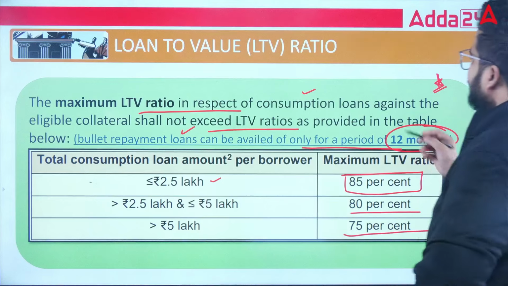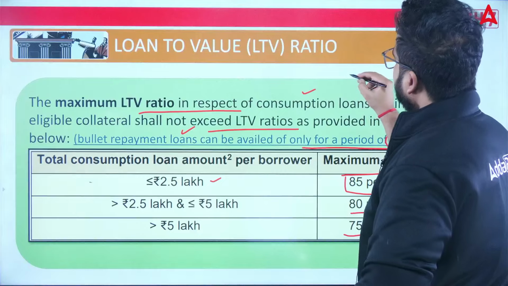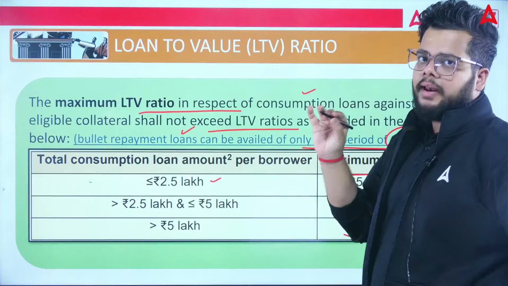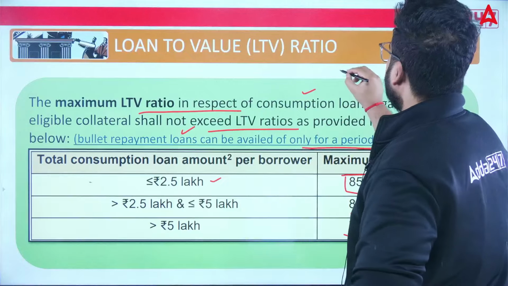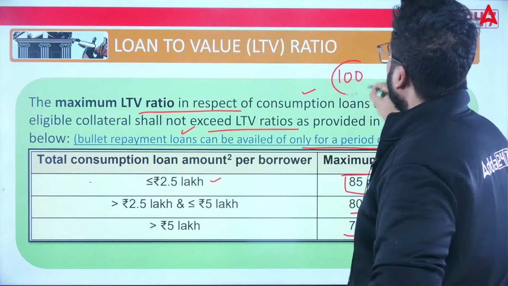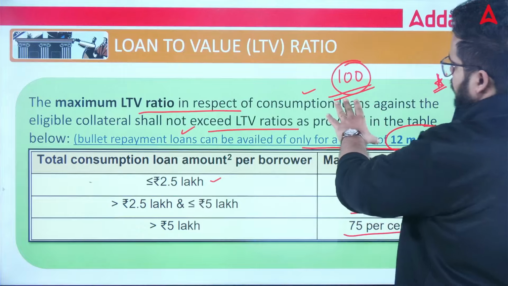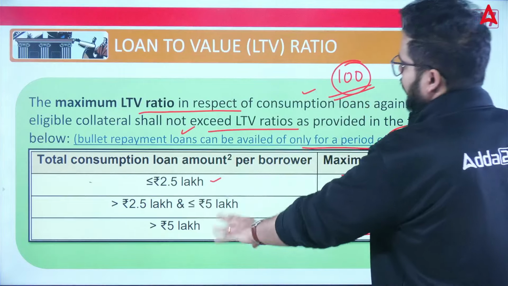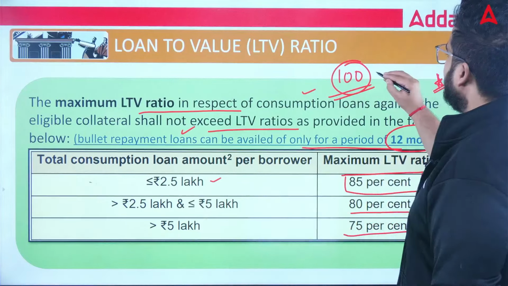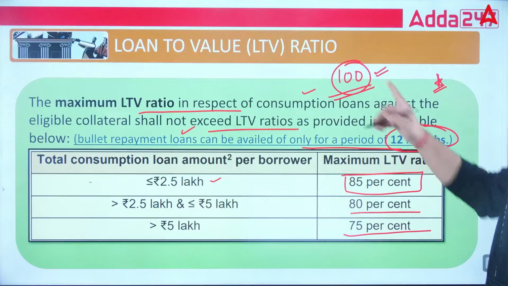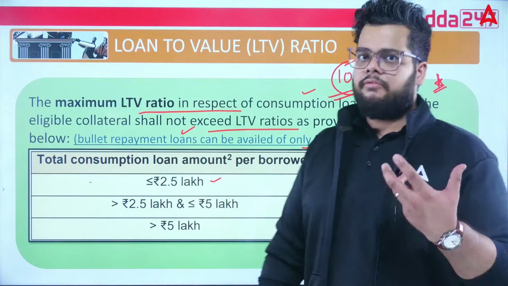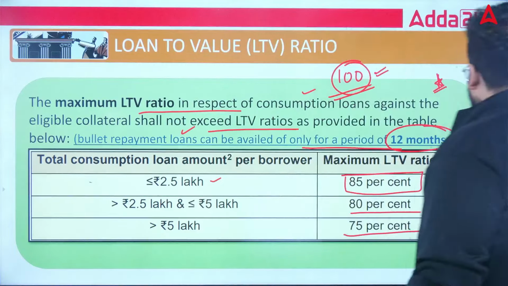What is the LTV ratio? Simply stated, suppose the value of your gold ornament is 100. If you want a loan beyond 5 lakh, say 6 lakh, what will be the maximum loan amount? 75% of this 100, that is 75 rupees worth of loan.